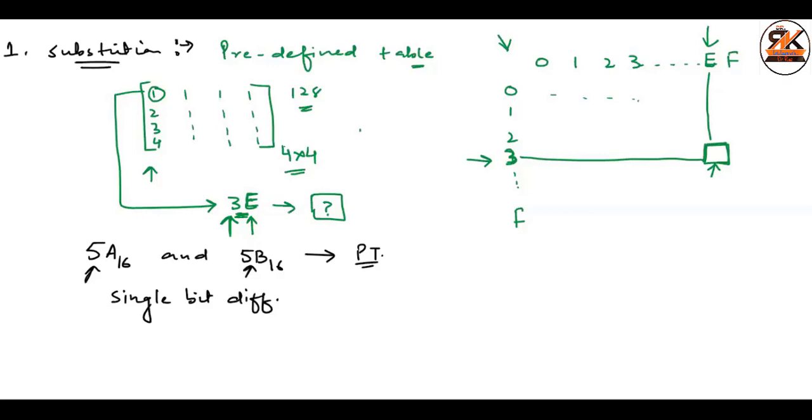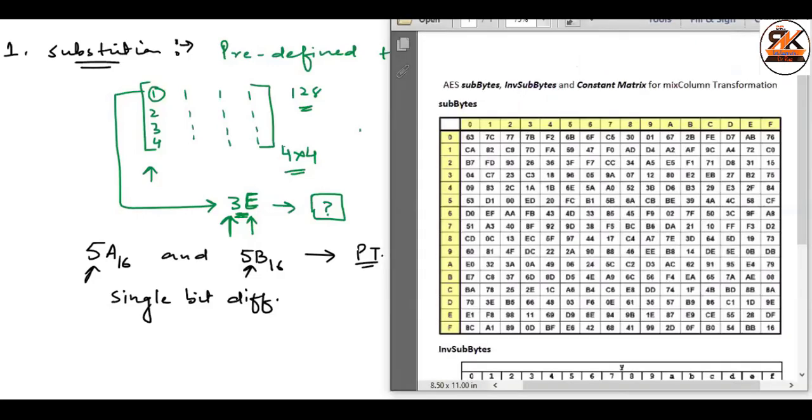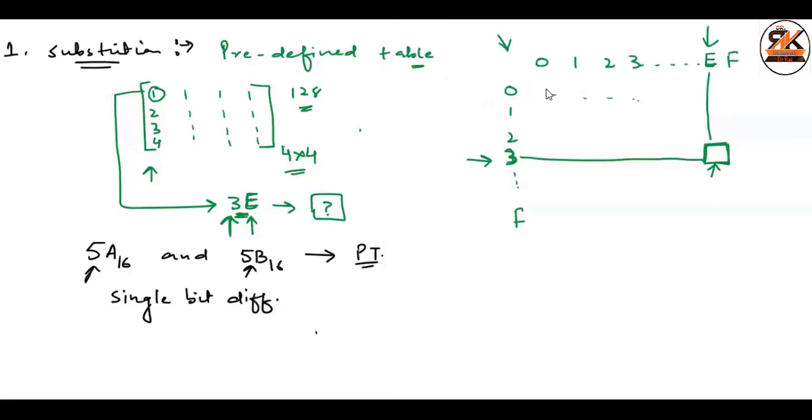sub-byte table, 5A and 5B will be replaced by, for example, we have 5A. Look into this table. 5A is replaced by BE and 5B is replaced with 39. So 5A will get replaced by BE and 5B will be replaced by 39. So there is a 4-bit difference. Here we had a single bit difference. Here we have a 4-bit difference.